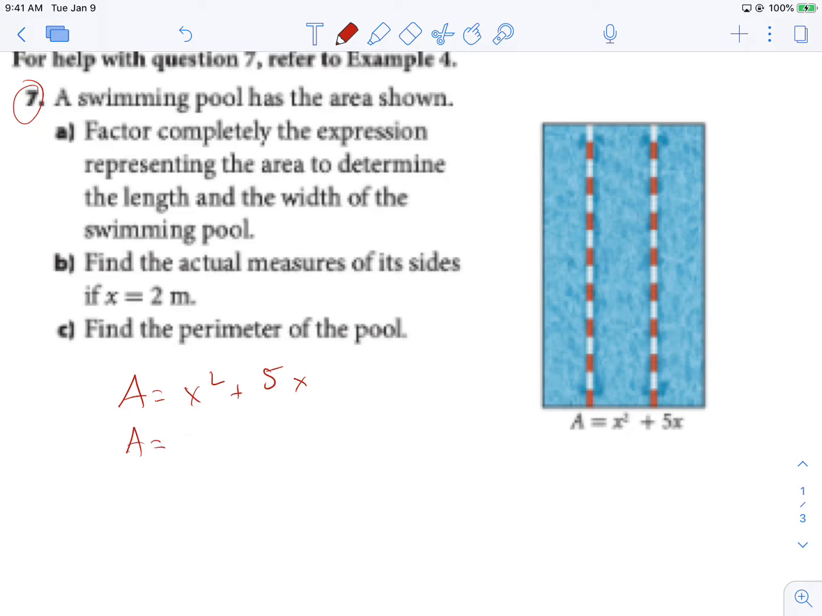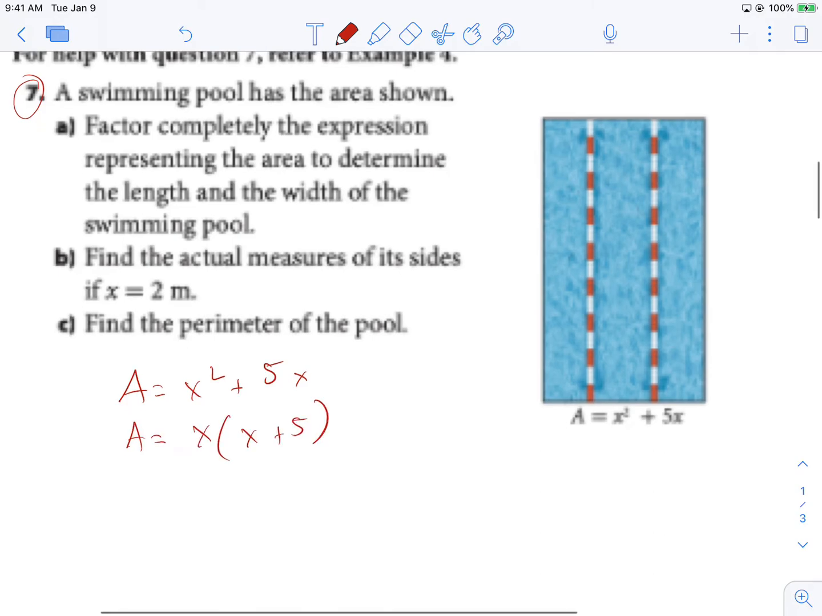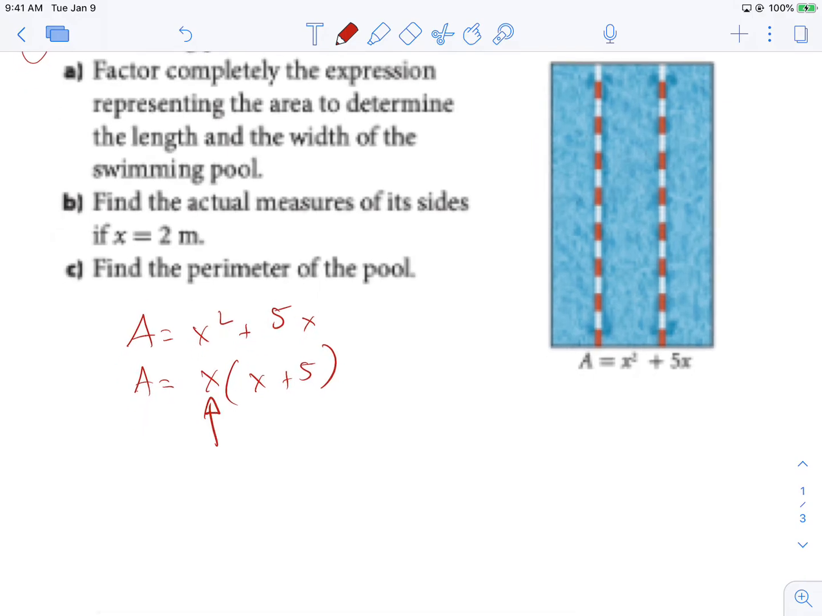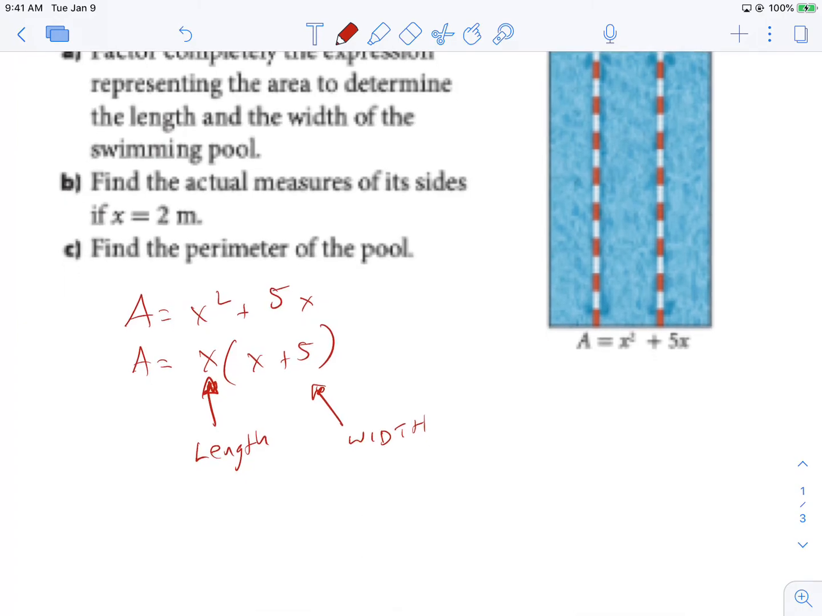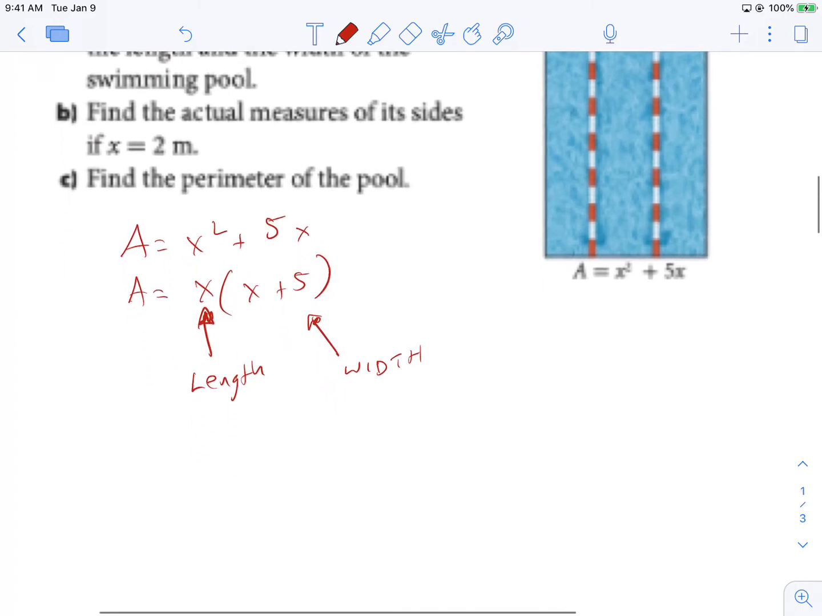So let's factor this out. So what's common between these things? Well, x is common, and we're left with x plus 5. So we can say this factor here could be our length, this could be our width, or vice versa. It doesn't really matter. So find the actual measures of its side if x equals 2 meters.